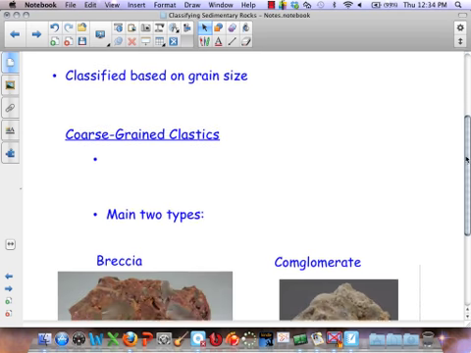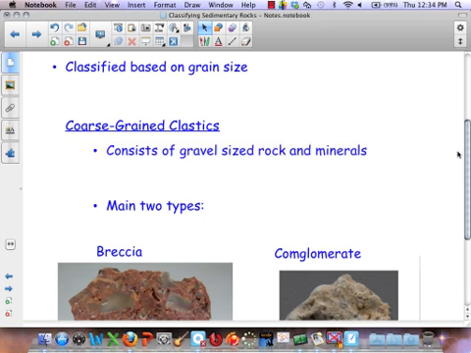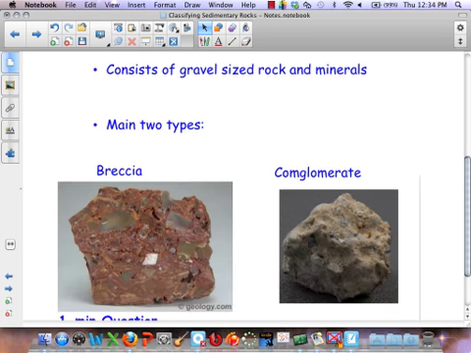All right, so here we go. I'm looking at coarse grain. These have very large minerals. Typically, they're going to have gravel. Perfect examples of that are breccia and conglomerate.